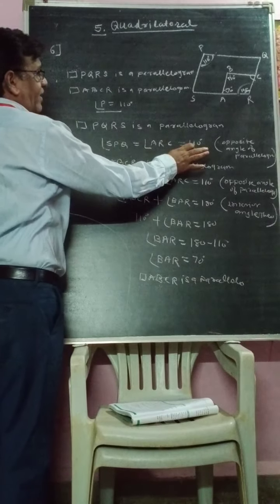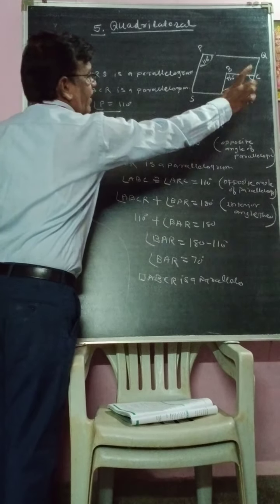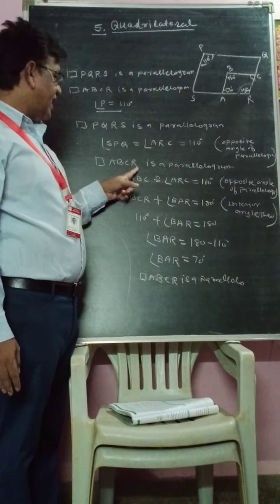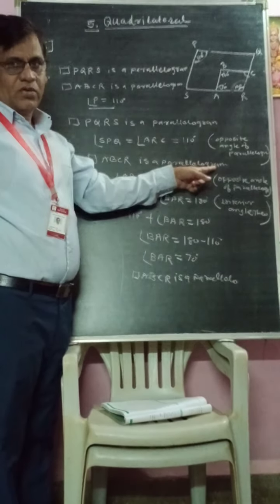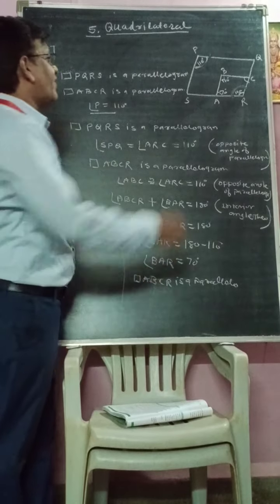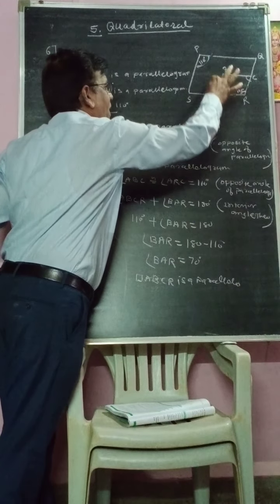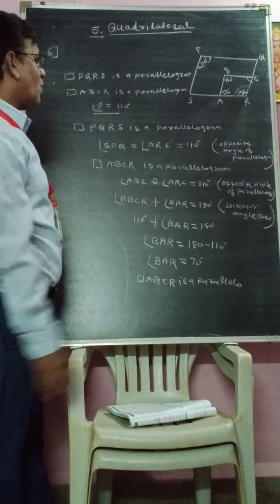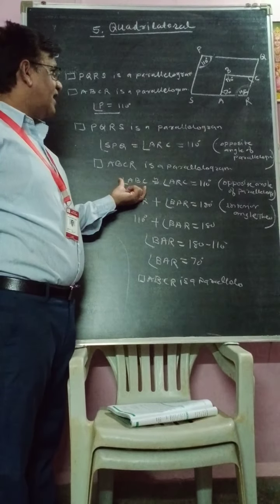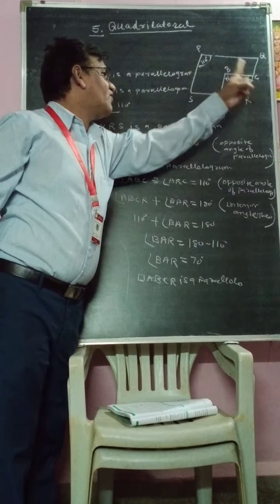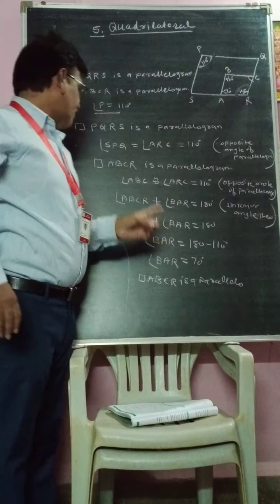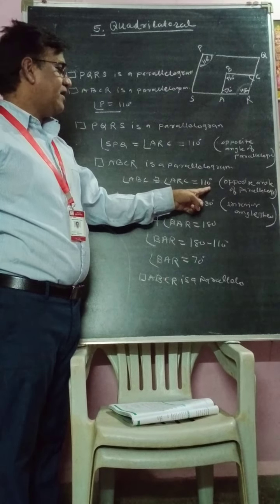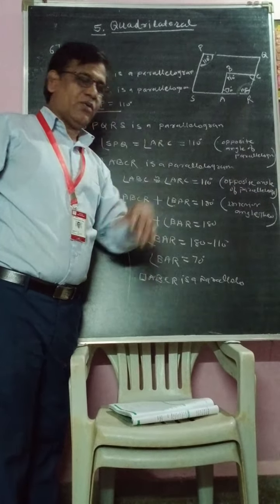Is equal to 110. Means this angle is 110. You get this angle now. Now again we know that quadrilateral ABCR is a parallelogram. Means this ABCR is also a parallelogram. So the opposite angles of this parallelogram are also congruent. It means angle ABC is congruent to angle ARC. So ABC is congruent to ARC and is equal to 110. The reason is opposite angles of a parallelogram.